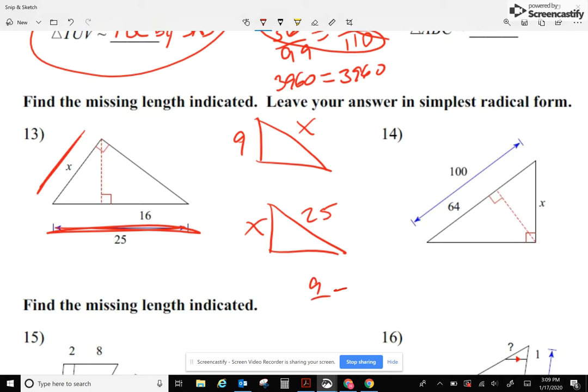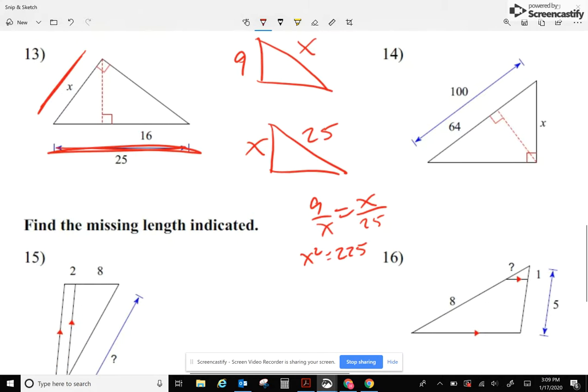So I have that 9 and x from the first triangle, x and 25 from the second triangle, cross multiplied, x times x is x squared, 9 times 25 is 225, get the square root of each, x equals 15.